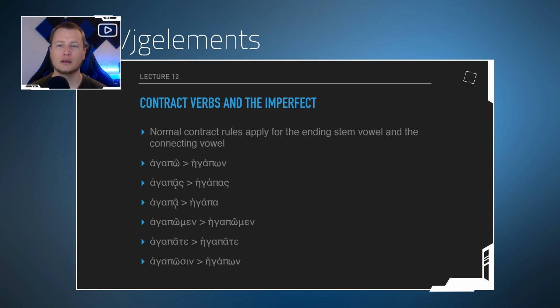Well, we lengthen the alpha on the beginning of the word to eta. It becomes egapa. And then the alpha plus omicron is a fish plus a bomb is a dead fish, right? And then the secondary ending is a nu. Egapon.